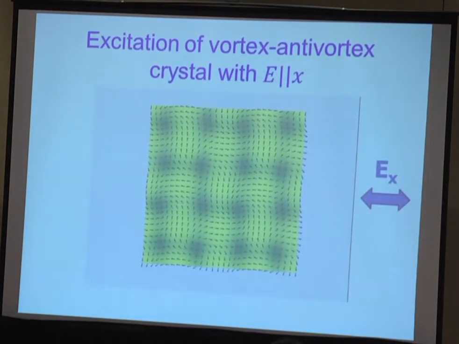So this is actually a vortex and anti-vortex crystal, and what I do is apply electric field in the x direction, and you see that vortices and anti-vortices move in the vertical direction, like from a square lattice to a trellis lattice or something like that. That's actually also easy to understand.